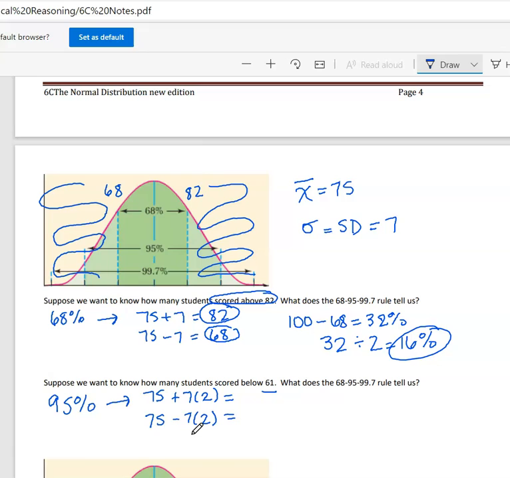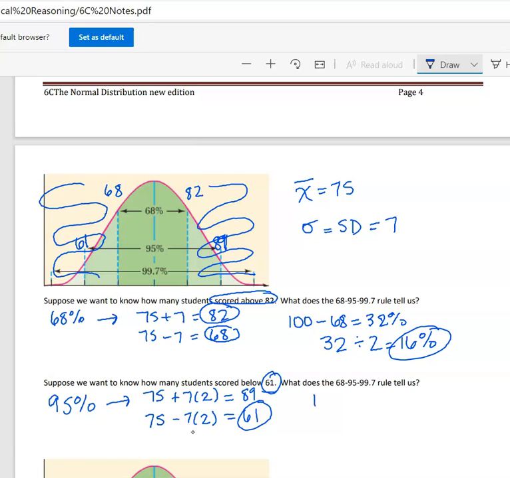Okay, and 75 plus 7 times 2 is going to get you 89. And then 75 minus 7 times 2 is going to get you 61. And there's the score we're looking for, 61. So if we go back up here, this would get us the 61, and this is our 89. So in between 61 and 89, that includes 95% of the population.